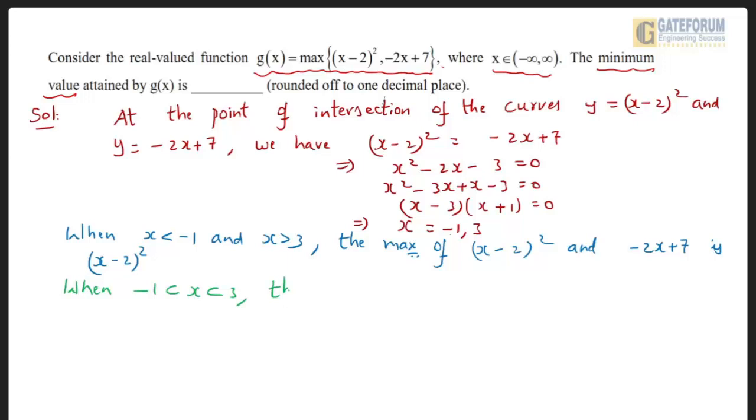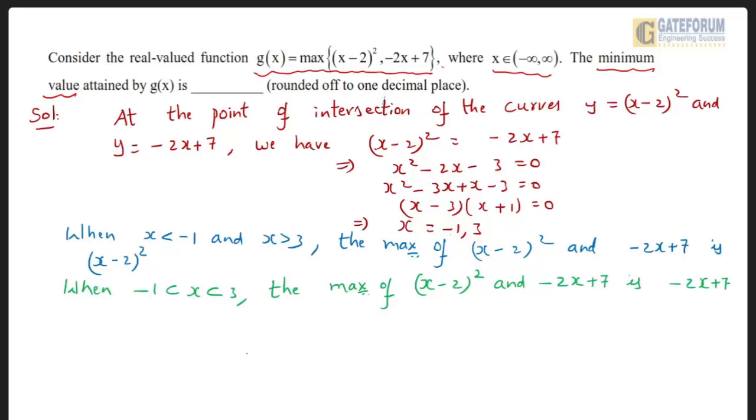The maximum of (x minus 2) whole square and minus 2x plus 7 is minus 2x plus 7. What about when x is equal to minus 1, x is equal to 3? When I put x is equal to minus 1, this is 9 and this is 9. Both are same. When I put x is equal to 3, (3 minus 2) whole square is 1, minus 2 into 3 plus 7, 7 minus 6 is 1. So both are same.